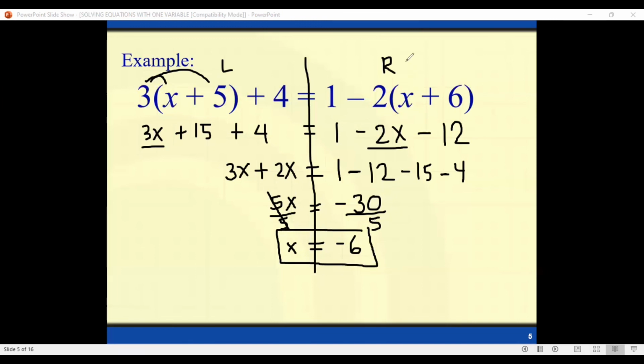So how do we check? Again, we have to go back to the original equation: 3 times the quantity of negative 6 plus 5, and you have to add that to 4, and you are supposed to get an answer which is equivalent to 1 minus 2 multiplied by the quantity of your x, which is negative 6, and then plus your 6. Again, we substituted the values for the x, which is now negative 6.